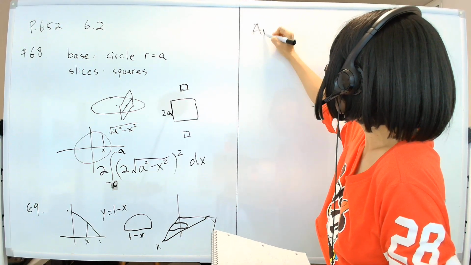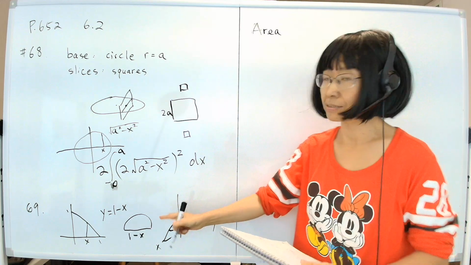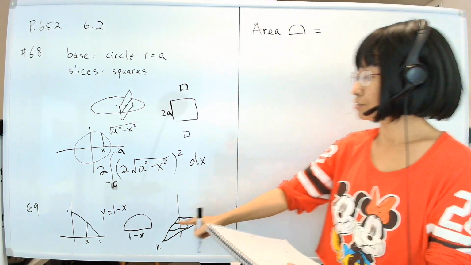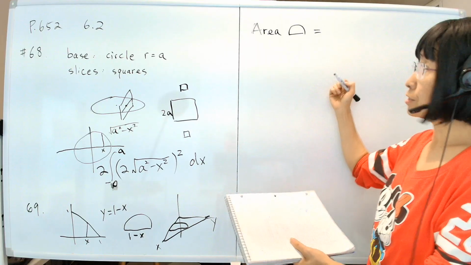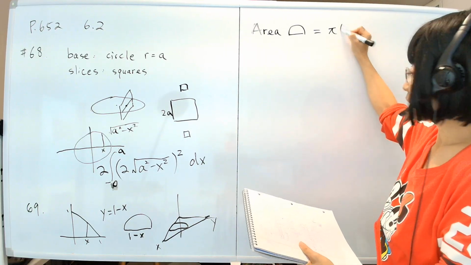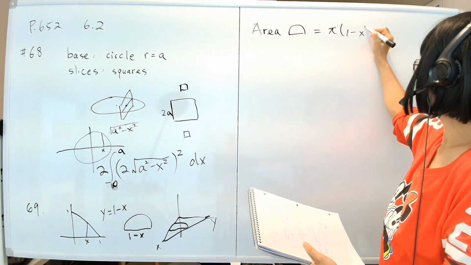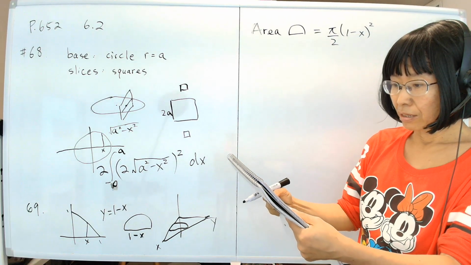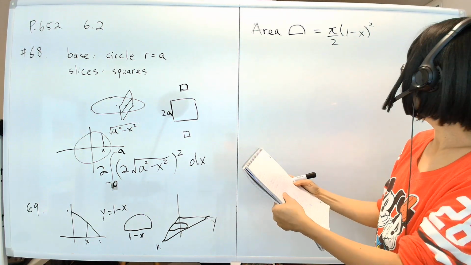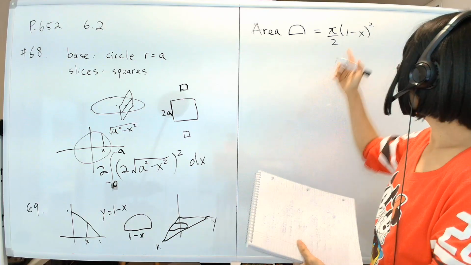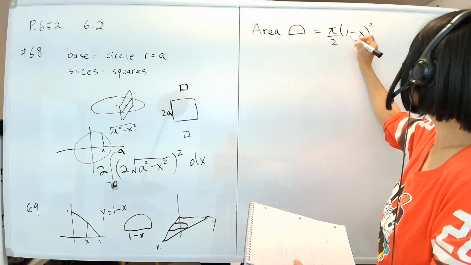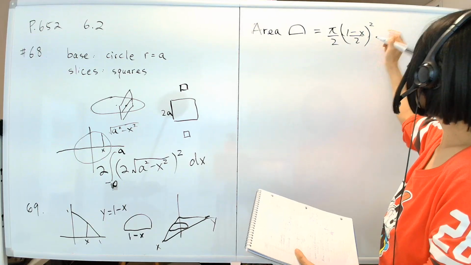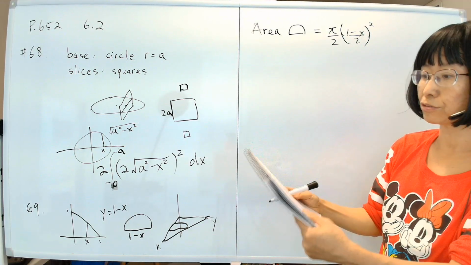And then the area of the semicircle at this point, let's write down the area. The area of your semicircle is equal to pi r squared divided by 2, where r equals 1 minus x divided by 2, because it's only half a circle. And this is not r, this is the diameter, so this also needs to be divided by 2, and the squared goes over to the 2 also.